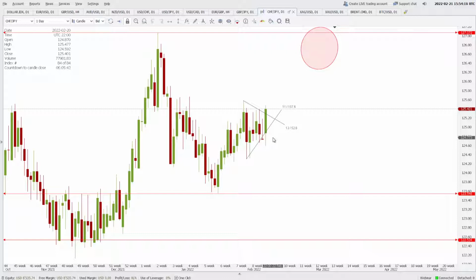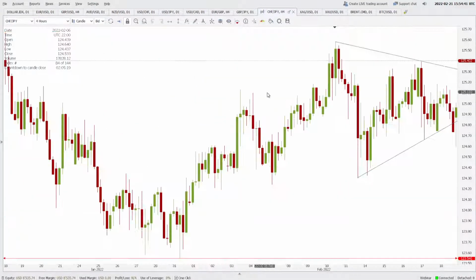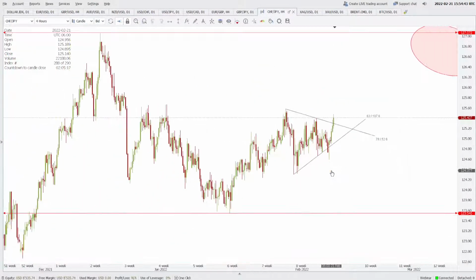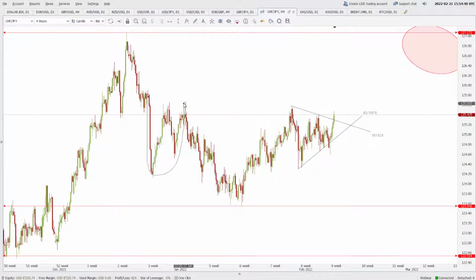Anything is possible, but if it is able to keep this 125.40 area till the closing of today, then there's a very high probability that this week the price can go towards 127.07 in the CHFJPY if the broader markets support here. And also see that there is a small head and shoulder pattern forming here. It is not visible from the daily, but on the 4-hour it should be visible. I will draw it with a pencil. Shoulder, head, shoulder.